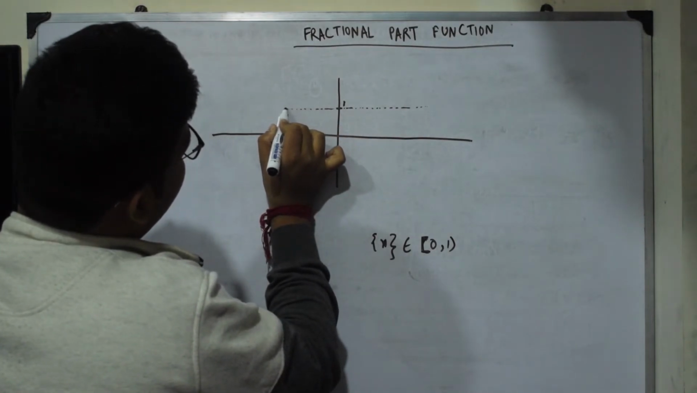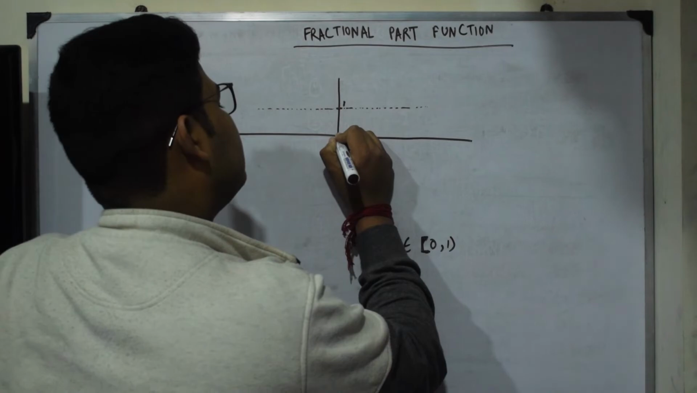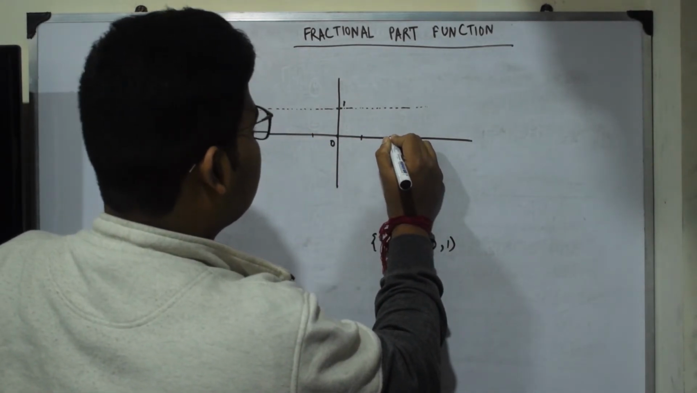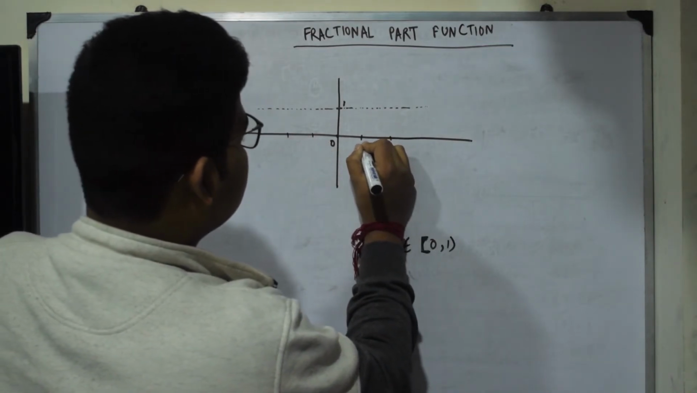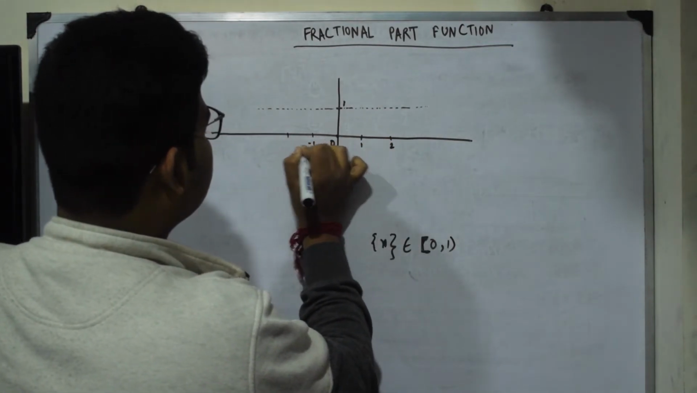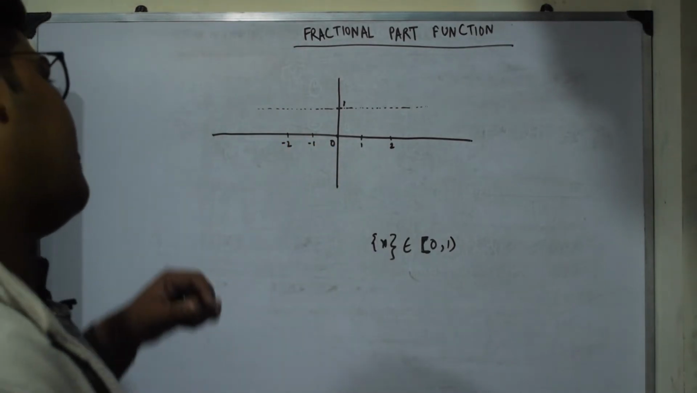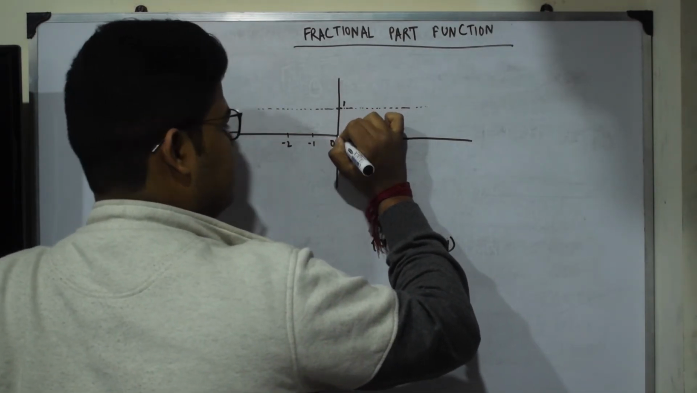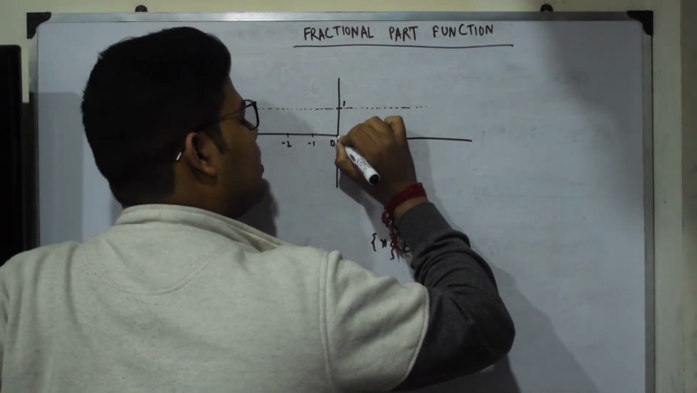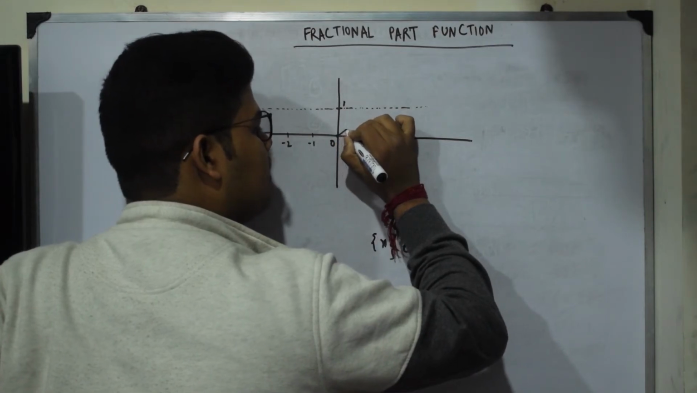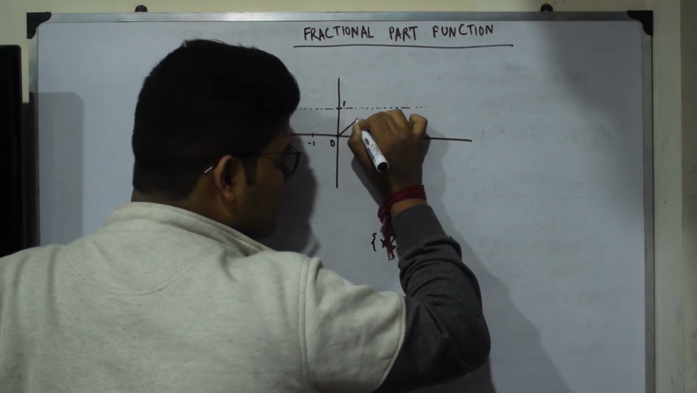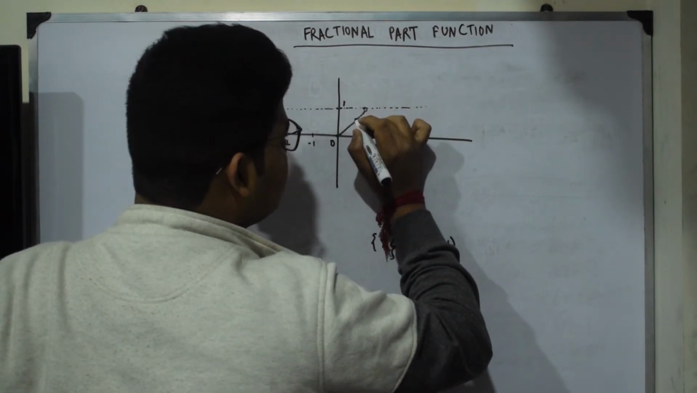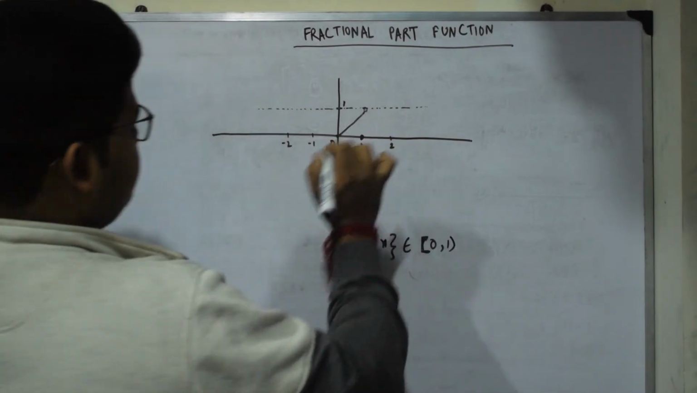So let me just make it like this. Now 0, I will make it as symmetrical as possible. 0, 1, 2, minus 1, minus 2. Now let's see. If the value increases from 0 to 1, this graph goes like this, and finally at 1 it is an open circle, because at 1 it is 0.